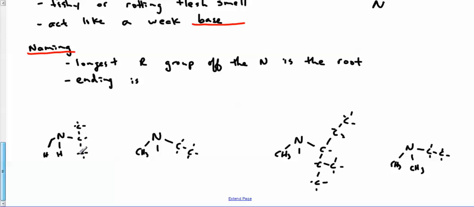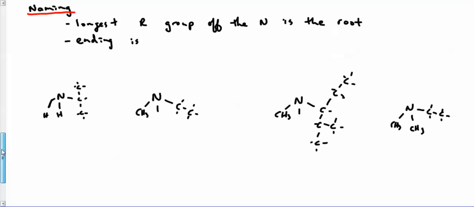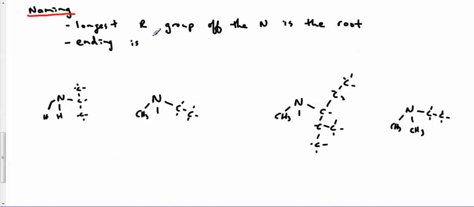Naming: I take the longest R group, or longest alkyl group, off the N. That is going to be the root, and the ending will be amine. I'll put it in action. So here I've got a primary amine, propyl. Where is it attached to the N? It's attached off of number 2. So this is going to be 2-propanamine.